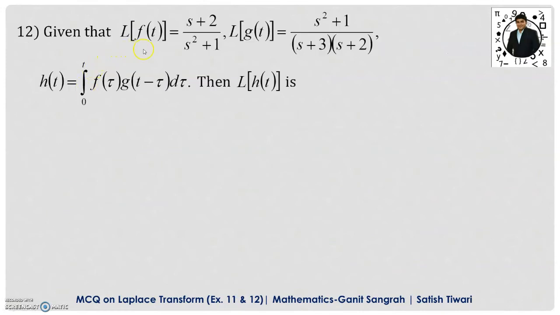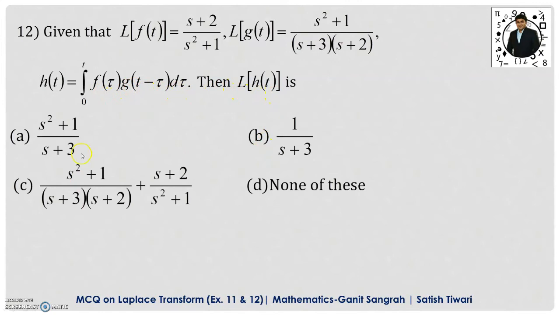Next question, example number 12. Given that Laplace of f(t) equals (s+2)/(s²+1) and Laplace transform of g(t) equals (s²+1)/((s+3)(s+2)), and h(t) is defined as the integral from 0 to t of f(τ) g(t−τ) dτ, then Laplace of h(t) is given by. We are having these 4 options, and if you observe, this is nothing but the statement of the convolution theorem.